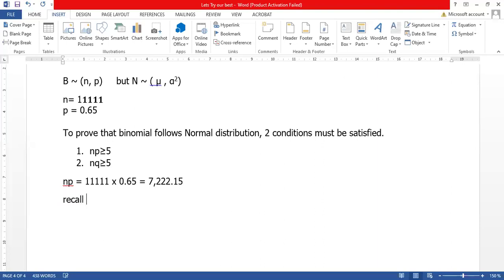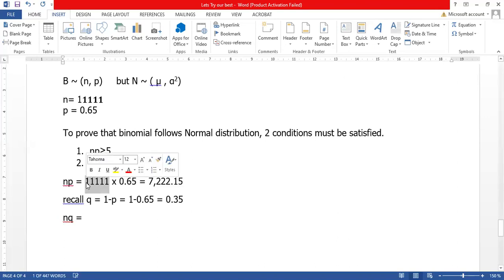Recall that Q is equal to 1 minus P, which is equal to 1 minus 0.65, and you get 0.35. So what is your NQ? NQ, you still get your N times 0.35. Do you have 388.85?